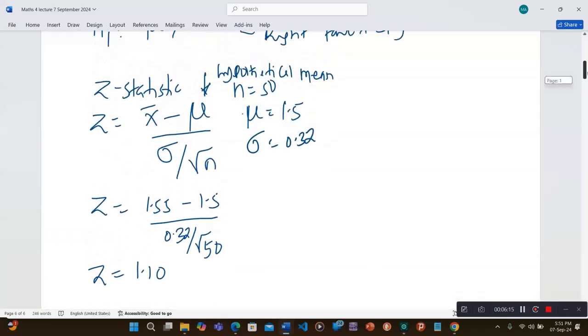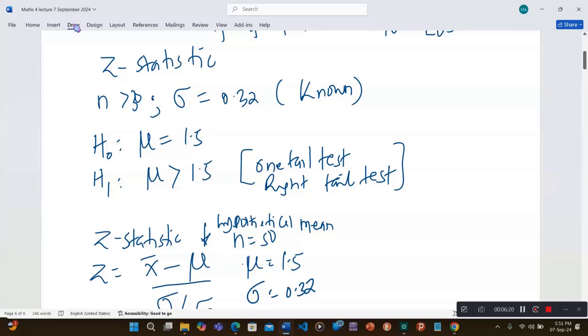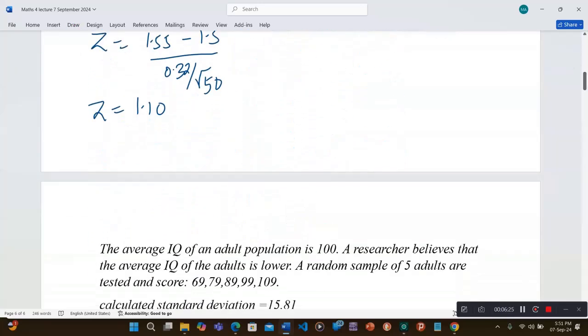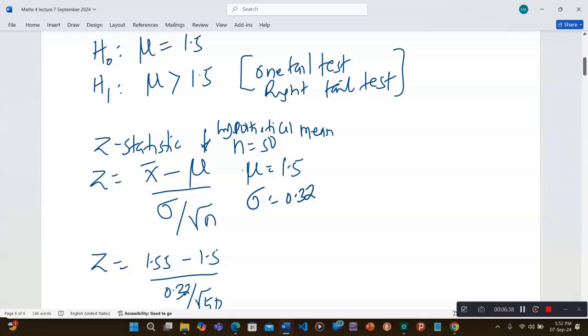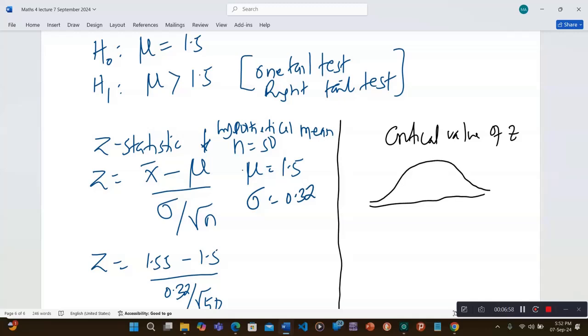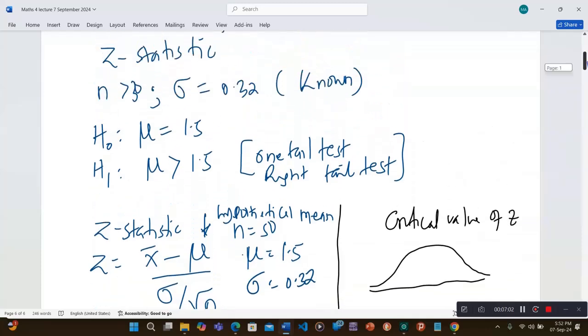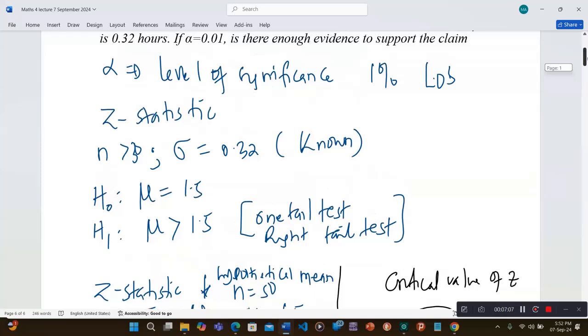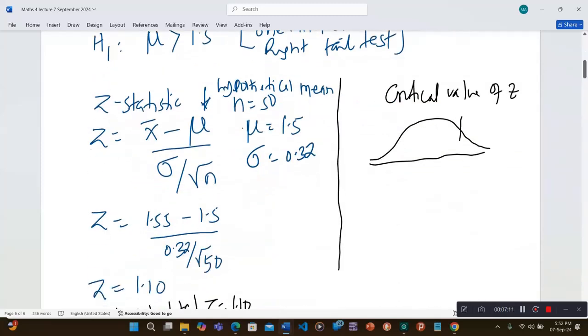So now we are going to look for the critical value of z. This is the calculated z, and the calculated z is 1.10. So let's move on and look for the critical value. To get the critical value, we are going to draw our normal distribution curve, and we are told that we are looking at a level of significance of 1%, and that is 0.01. So our alpha is 0.01, meaning the other side is 0.99. Now, what is here is the z critical value.